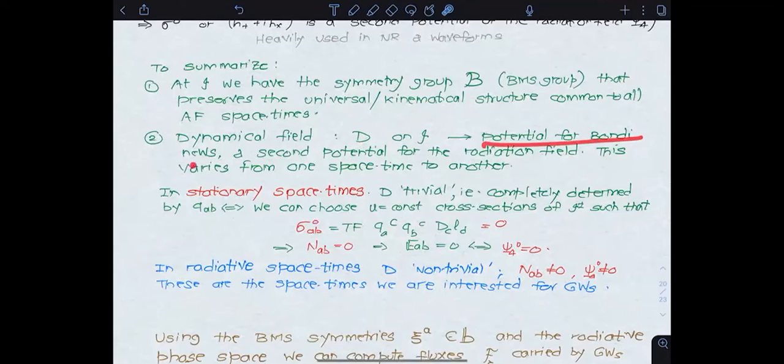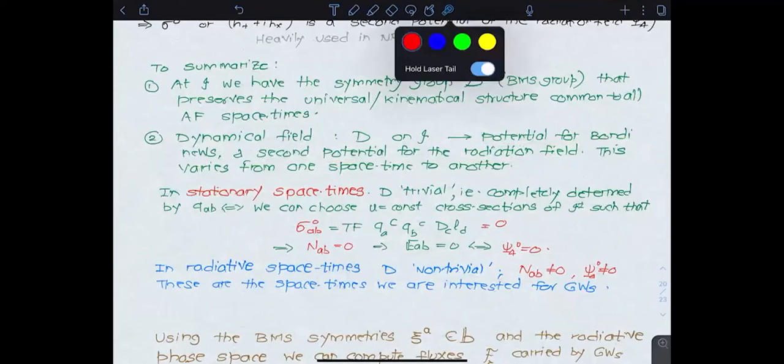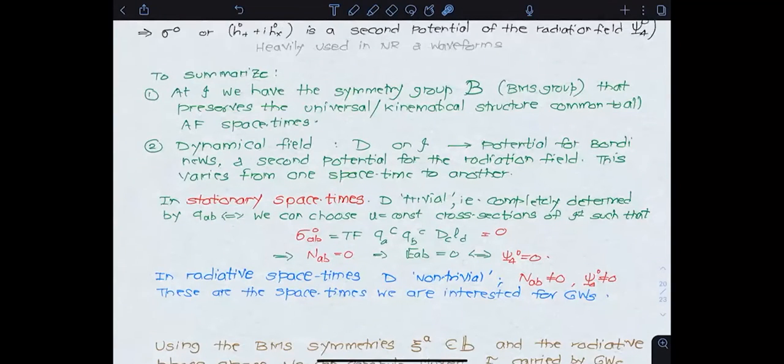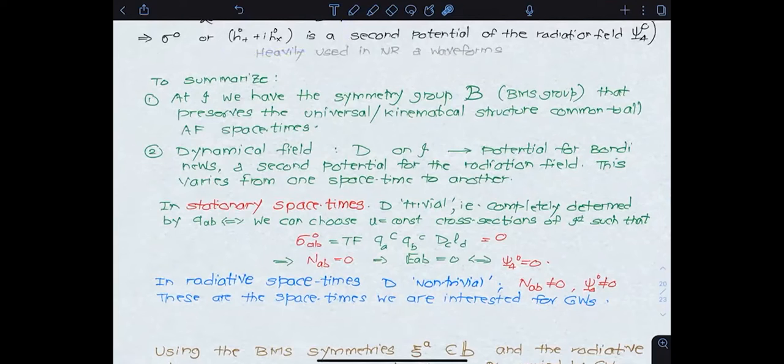D is a potential for the Bondi news and a second potential for the radiation field, and it varies therefore from one space-time to another. If you are in a stationary space-time, the D is trivial because it is completely determined by the metric QAB. That is to say, we can always choose u equal to constant cross sections such that they are shear free. The shear vanishes, that is to say, the waveform vanishes. I mean, we know that in stationary space-times there are no gravitational waves, therefore the waveform at Scri must vanish, and that is indeed the case.